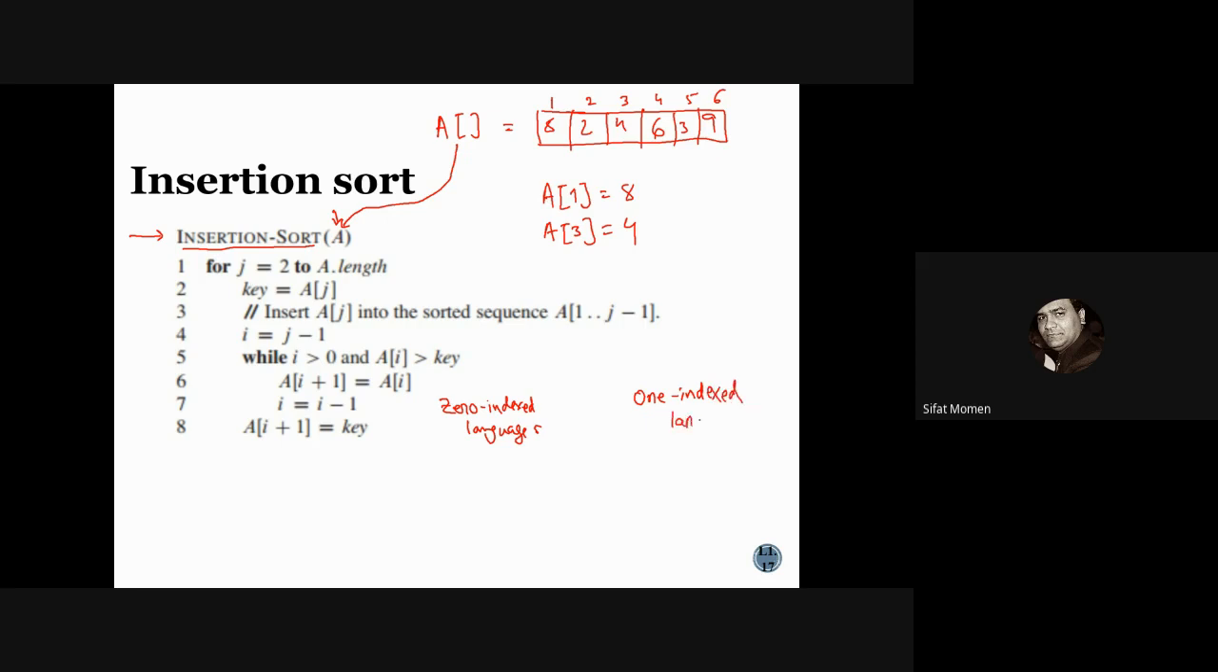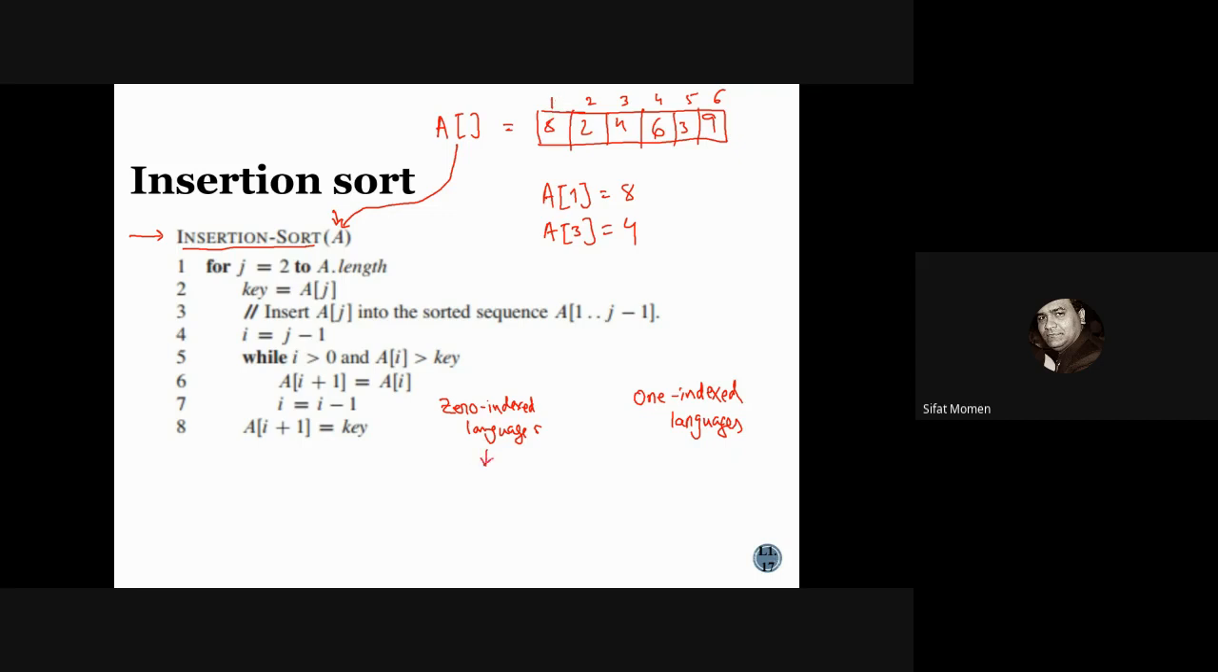So what does zero index programming language mean? Zero index programming languages mean that when you have an array, the array's first index, the start index, is 0. One index languages mean that the starting index is actually 1.